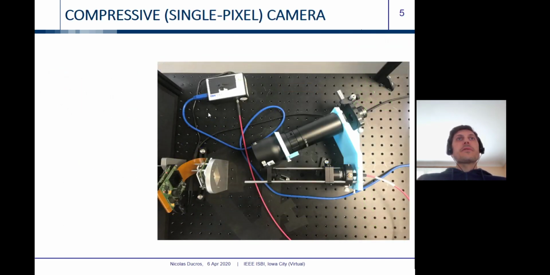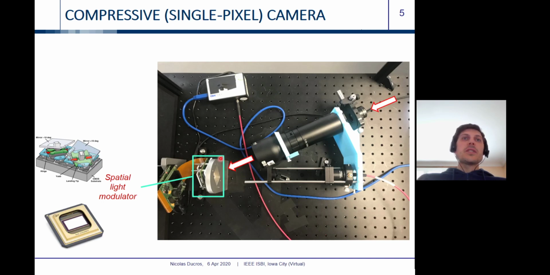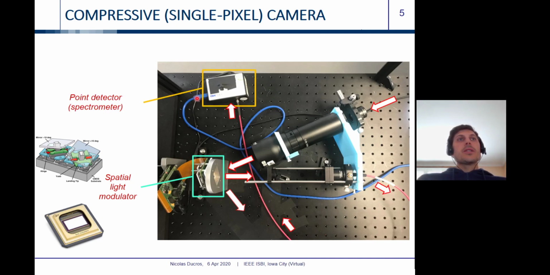Here's our compressive imaging setup. It's a single pixel camera because it has only a point detector. Light goes in here. It is coupled through this optics, it is focused here onto a spatial light modulator. We have here a digital micromirror device which consists of millions of micromirrors that can reflect light in two different directions. When light is reflected in this direction, then it is coupled to our spectrometer through an optical fiber.